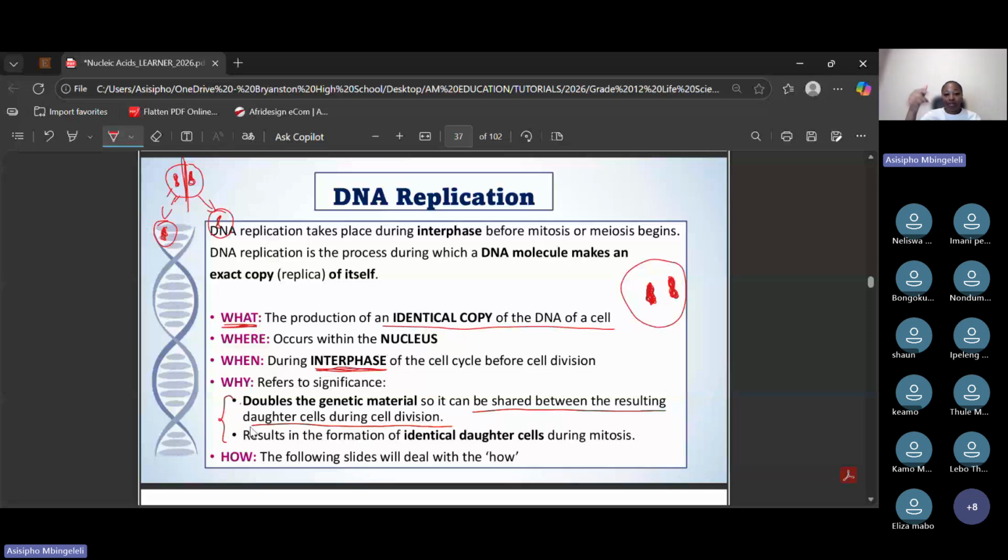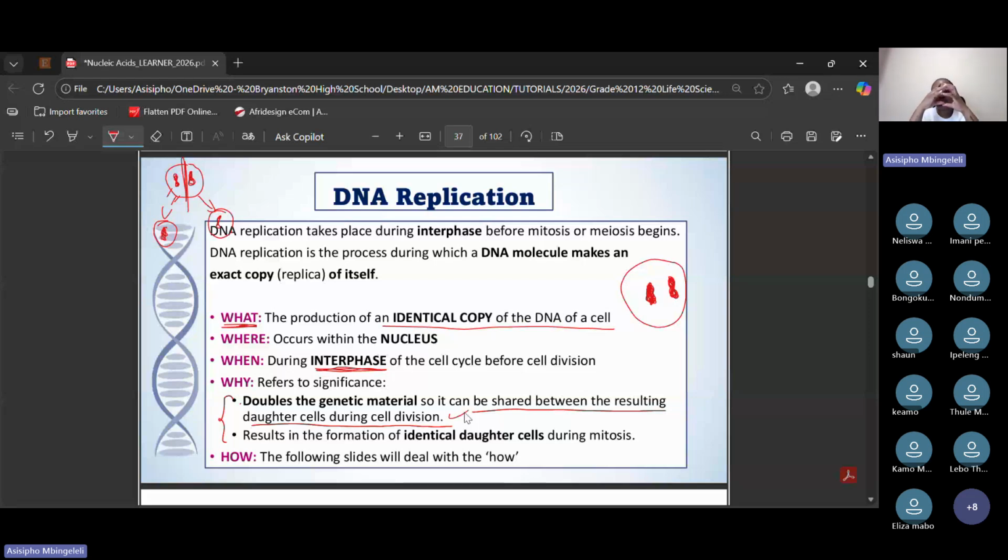So one, it doubles the genetic material, and life sciences is so unfair because there's keywords that we need in your answer for you to be given a mark. So doubles the genetic material needs to be there, but now it's not just that. The tick is here at the end. So the reason the genetic material is doubled is because it needs to be shared between the two cells, what has been mentioned there. Now, when that happens, it will result in the formation of identical daughter cells.